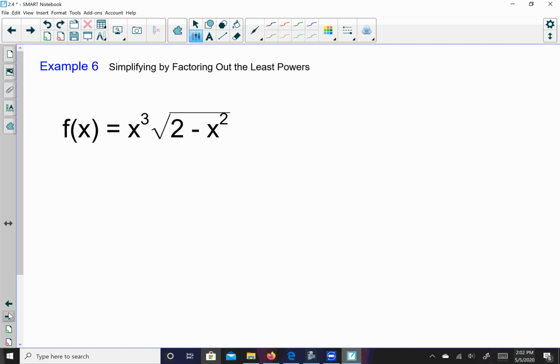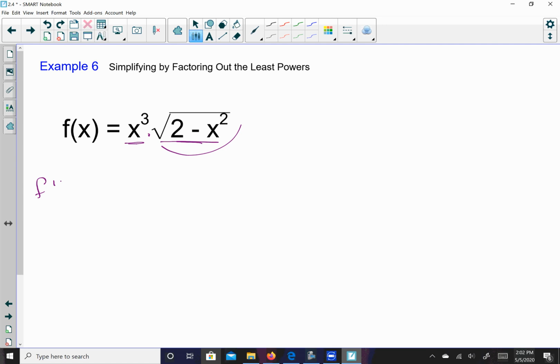Number 6, you're simplifying by factoring out the least powers. That has to do with how we clean it up at the end. So notice I'm taking this times this, which means I'm going to have to use the product rule, along with the chain rule for this part. So I have a lot going on here.